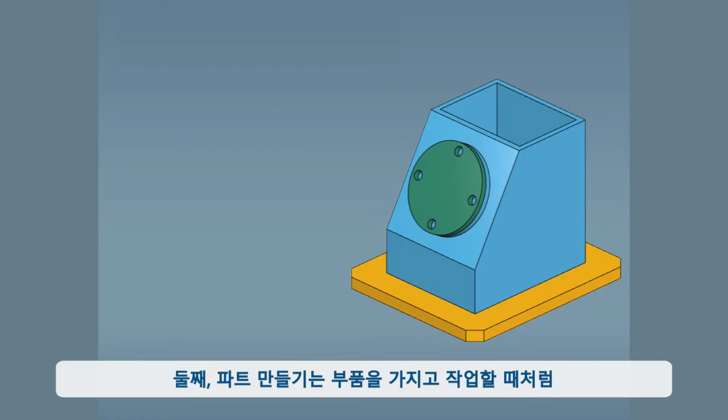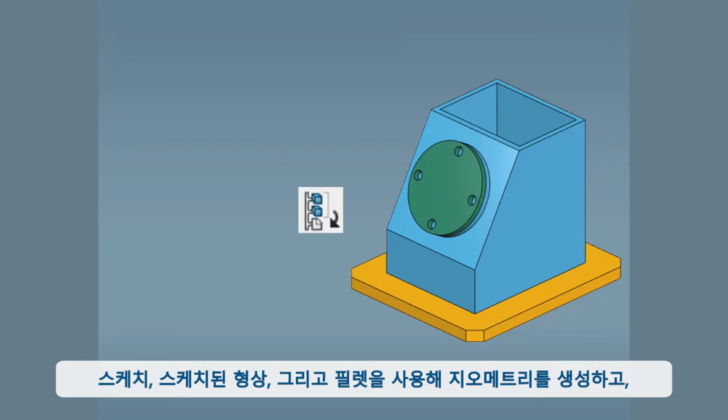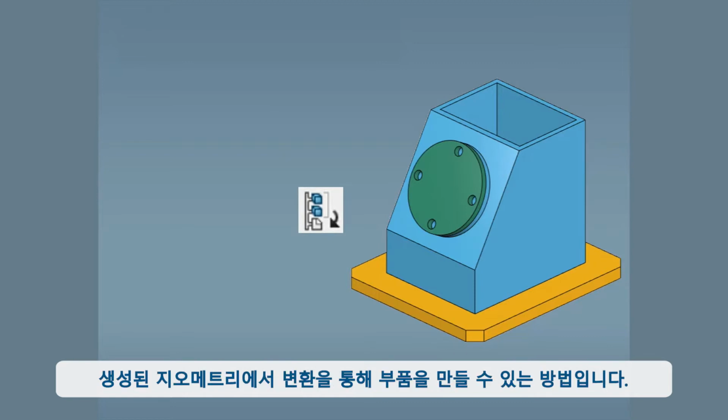The second method, make component, lets you build geometry using sketches, sketched features, and fillets, just like working in a part, and make components from that geometry by converting it.